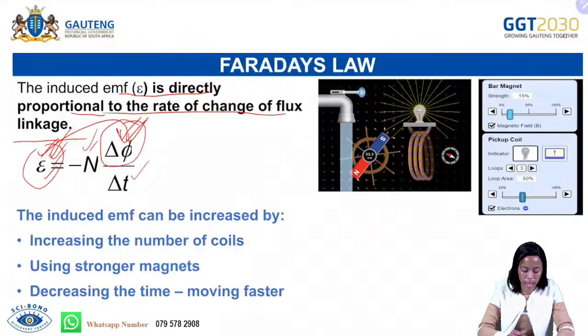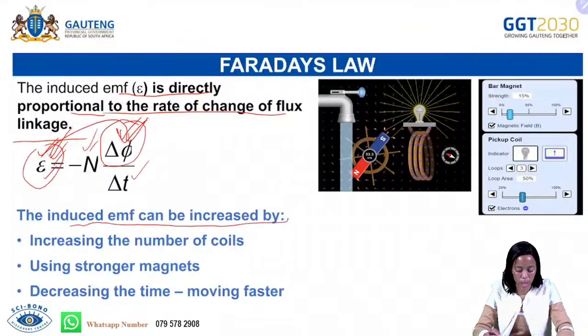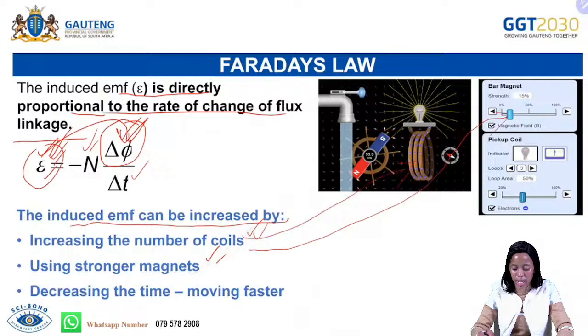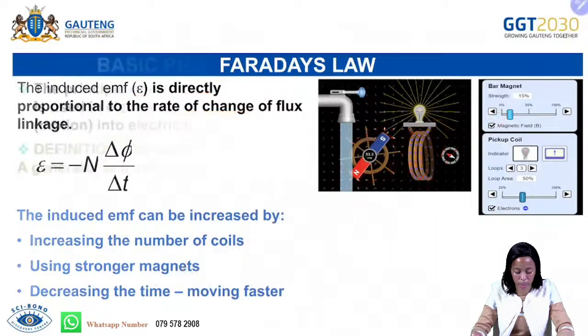Okay. Then it says here the induced EMF can be increased by the following. Number one, if we increase the number of coils. Number two, if we use a stronger magnet. The number of coils, we were referring to these ones here. And then number three, if we decrease the time. If we decrease the time, then the magnet or the coil is going to be moving faster there.